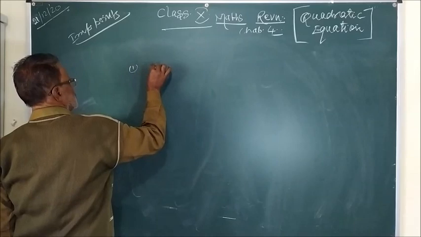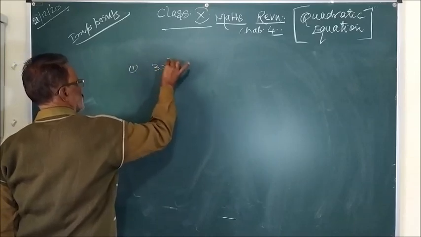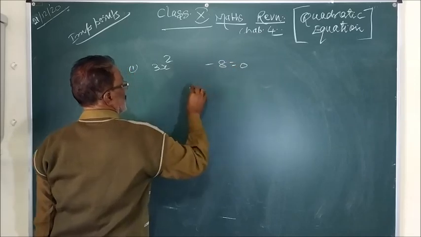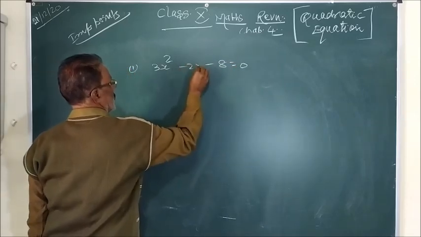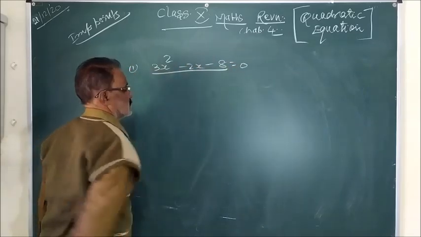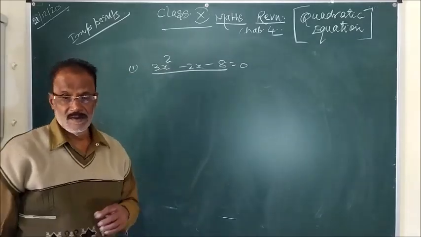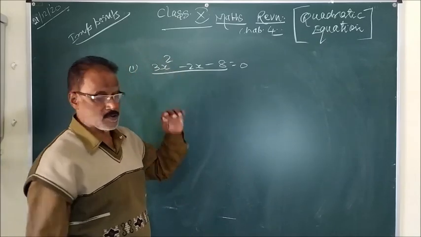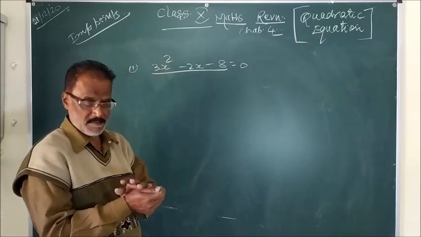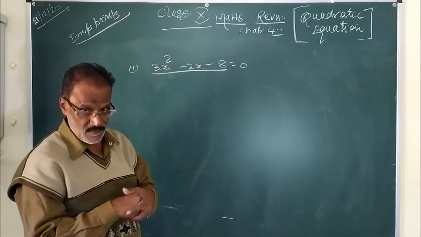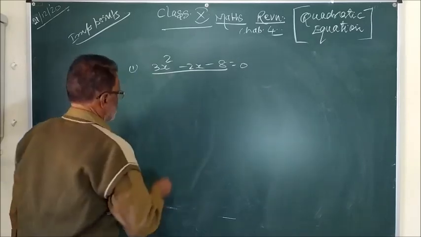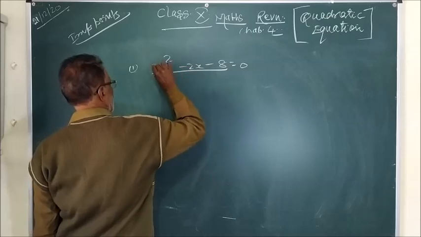Now suppose this is the equation, 3x squared minus 2x minus 8. Suppose you have to solve this equation, you have to find the roots. Roots are also called the solution, the values of the variable are also known as roots. Factorization method से इसको solve करना है.